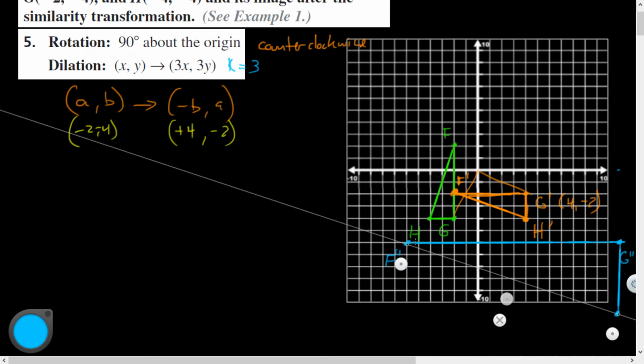So yeah, here we go. Here's the final product. And it is 3 times the size linearly. How much larger is it in terms of area? 9 times the size. This will fit 9 of those green or orange triangles.